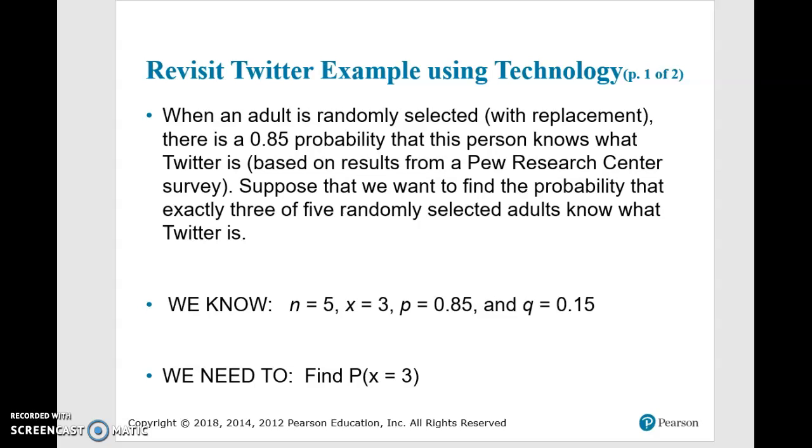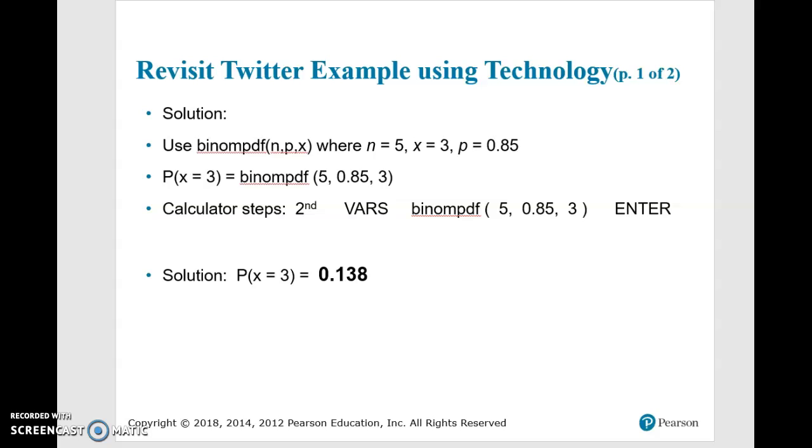Whenever you do any word problem in math, it's good to know what you know. We know n is 5, x is 3, p is 0.85, and q is 0.15. We need to know P of x equals 3. Using our technology, because it's an equal sign, we're going to have binom PDF. And when we use binom PDF, we have to put n, p, x. Our n is 5, because there were 5 subjects. Probability is 0.85. And then our x value is 3. So in our calculator, we're going to do second vars, binom PDF of 5, .85, 3, enter.